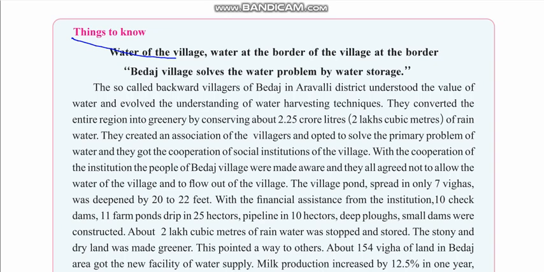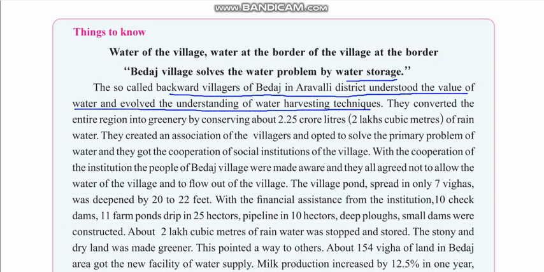Things to know: water of the village, water at the border of the village. That is, Budage village solved the water problem by water storage. The so-called backward village of Budage in Aravali district understood the value of water and evolved an understanding of water harvesting techniques. As I told you, this is a very good way of conserving water. They converted the entire region into greenery by conserving 2.2 crore liters, that is 2 lakh cubic meters. That is a very high amount of rainwater.